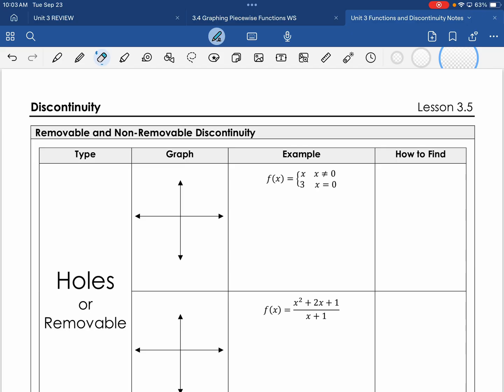I've got the 3 different types of discontinuity on the wall. Those are the only different types of discontinuity. So we have jumps, holes, and vertical asymptotes. We've already talked about vertical asymptotes in this class, so we're going to talk about those again. Hopefully that's a refresher. Jumps and holes I think are going to be new, but you should have talked about holes last year.